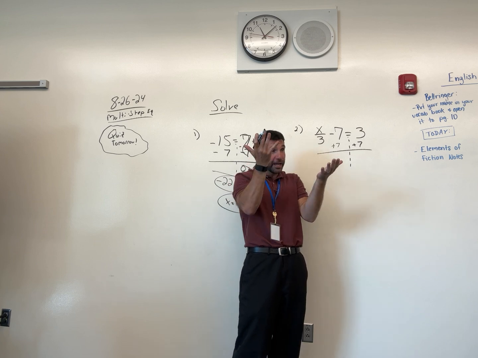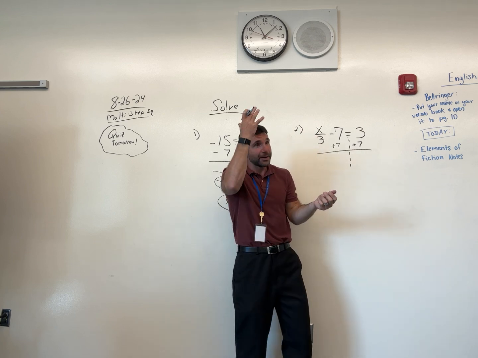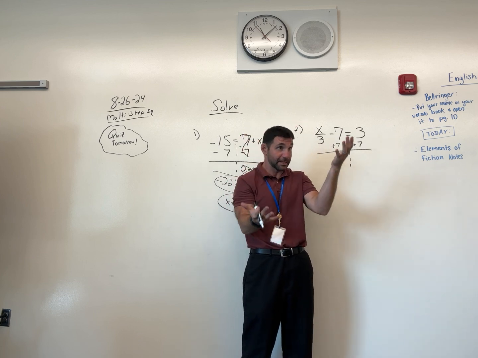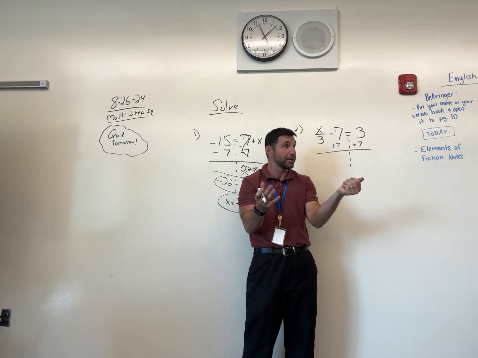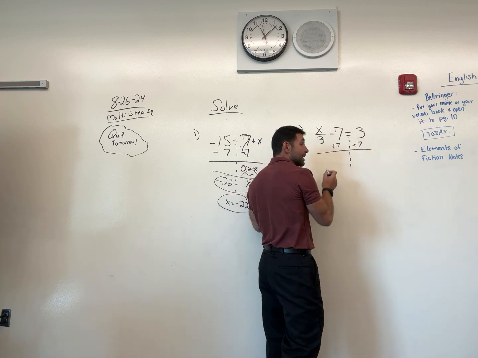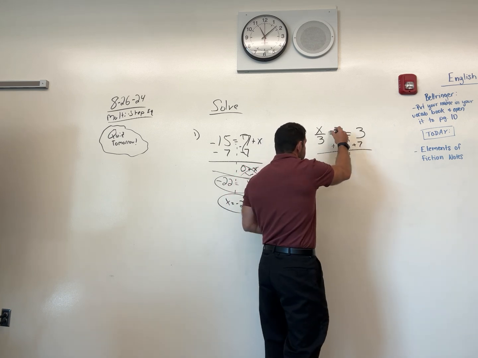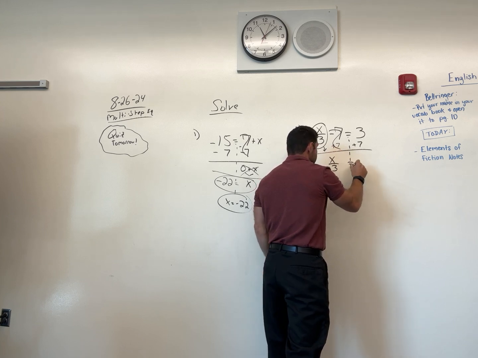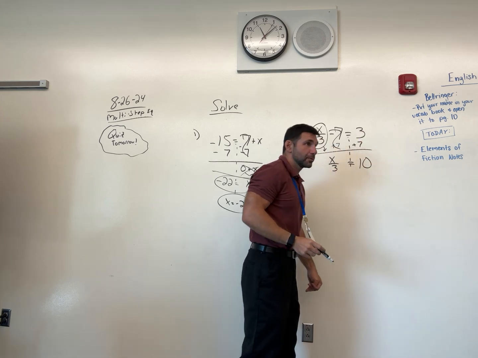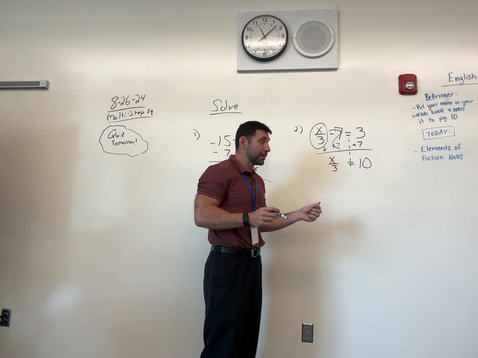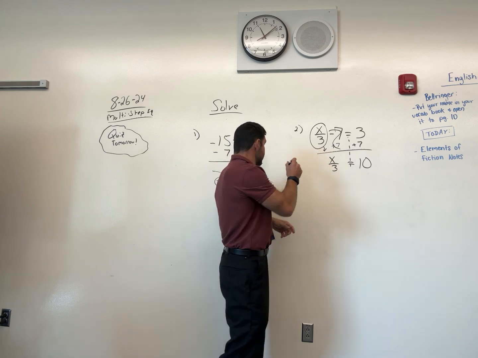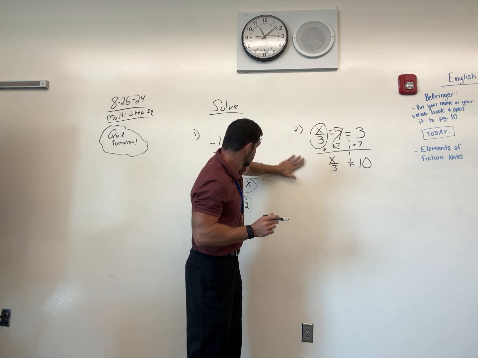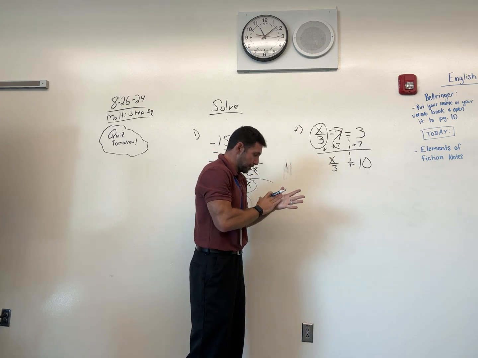Remember, if I change one side, think about a seesaw. If I add kids to one side of the seesaw, it's out of balance. I better add the same exact weight of kids to the other side to keep it in balance. Same idea here. Negative 7 plus 7, additive inverse, that's 0. X divided by 3 comes down. 3 plus 7 is 10. Now I have x divided by 3. This is the same as 1/3 x. Those are the same, okay? Oh, I wish I would have done that. Okay, good job.